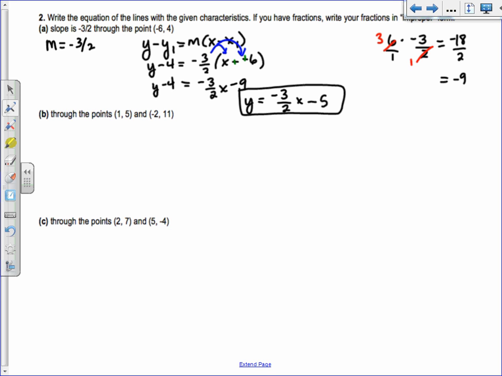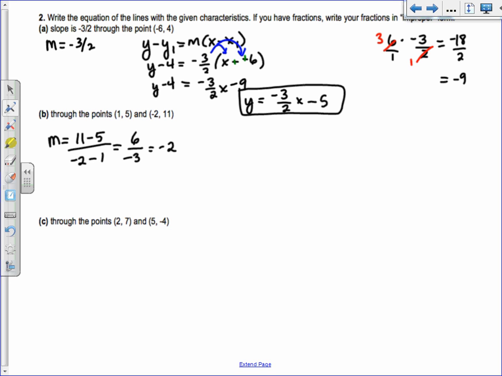All right, so we don't have the slope. I can't do slope-intercept right away because I don't know the slope. I can't do point-slope right away because I don't know the slope. So I have to find slope first. I need that. So I have m equals y2 minus y1, so 11 minus 5, over x2 minus x1, negative 2 minus 1. Okay, so I get 6 over negative 3, so I get negative 2.